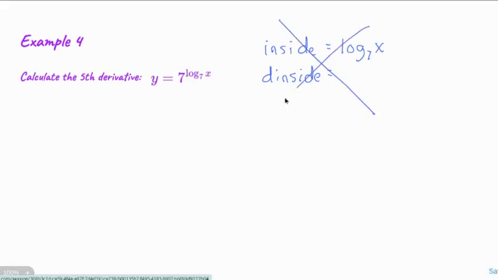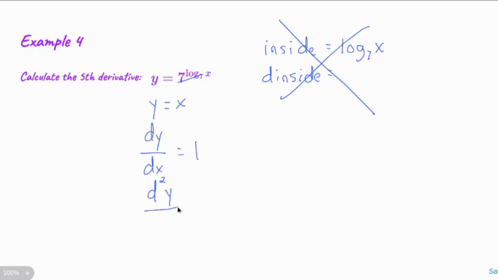No, this is actually, we don't need the chain rule. I tricked you. 7 to the power log base 7, those would cancel out, and you're just left with y equals x. And so when you calculate your first derivative, that's just going to be 1. And then your second derivative is going to be 0. And then every subsequent derivative will also be 0. So the fifth derivative is also equal to 0.